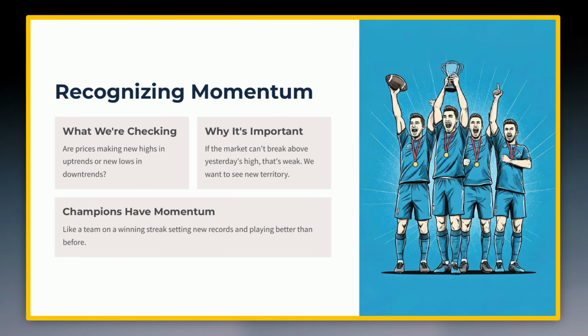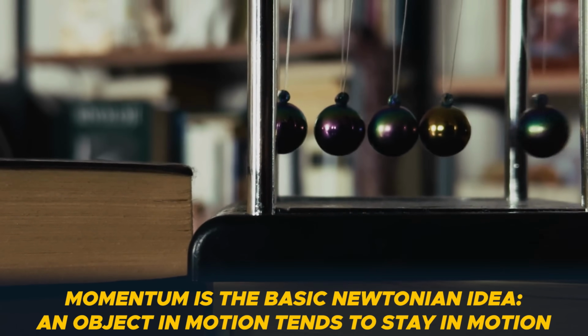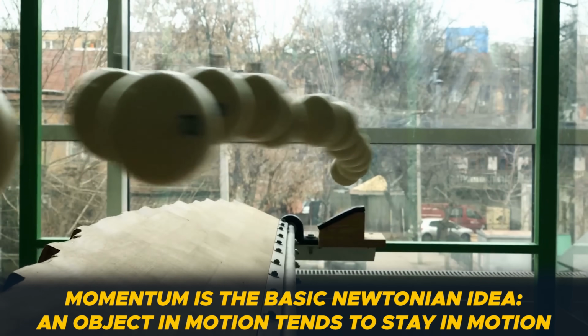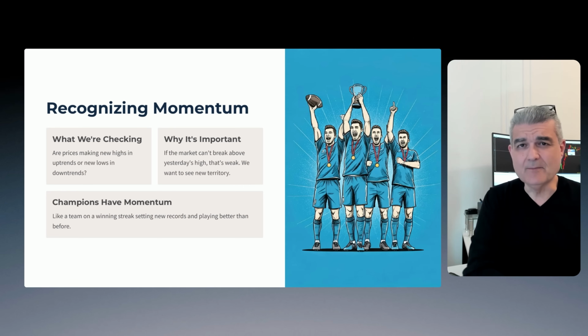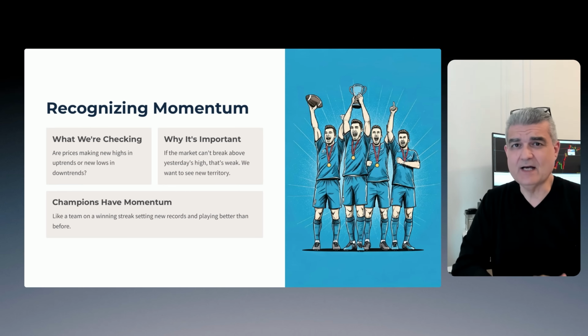The second key ingredient in our formula is momentum. Momentum is simply the very simple Newtonian idea that an object in motion will remain in motion. Like a winning sports team that is on a great streak, momentum tends to build momentum. Winning begets winning. Buying begets buying. Selling begets selling. If you're on the right side of momentum, you are on the right side of the trade.